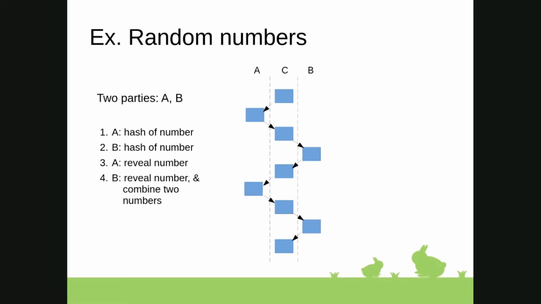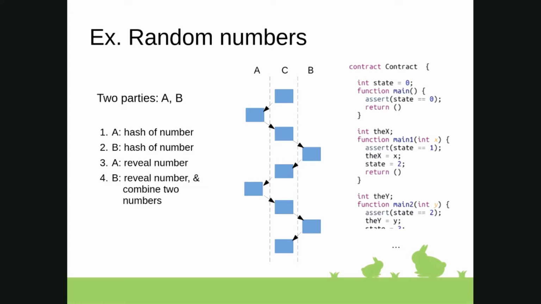And finally, the smart contract, having accumulated the hashes and the revealed numbers, can produce a combined number, which, because neither A nor B knew the other number, will be a surprise. For example, you can simply add the 2 local numbers to generate a new number. And if you would like to, oh, thanks. I'm always a bit fast.